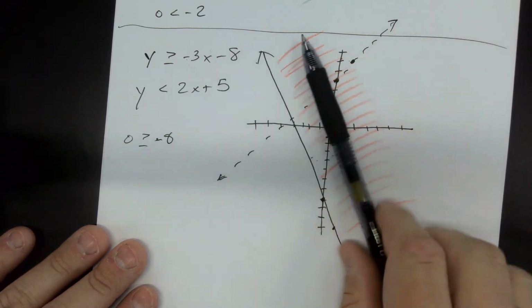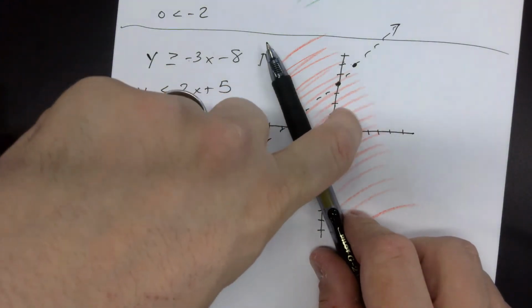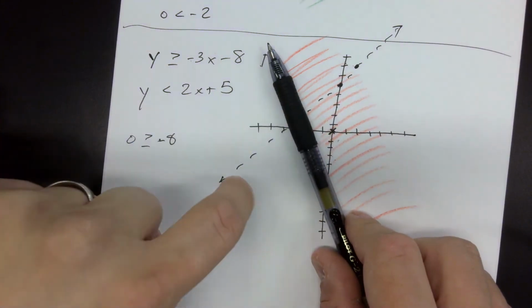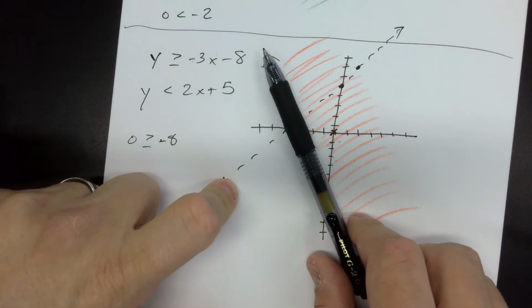So there's two sides to this line, right? There's over here and there's over here. So if it's true, you shade the side where 0, 0 is. If it's false, you shade the side where 0, 0 is not. Does that make sense, Griff?